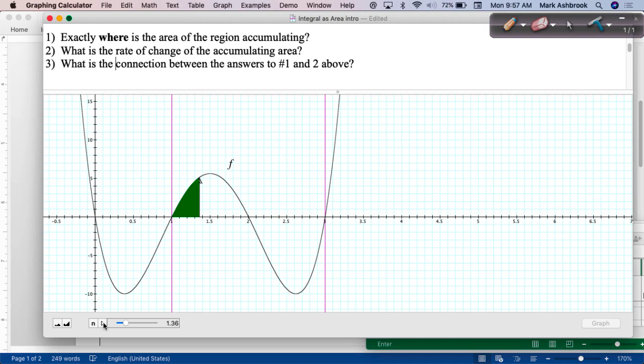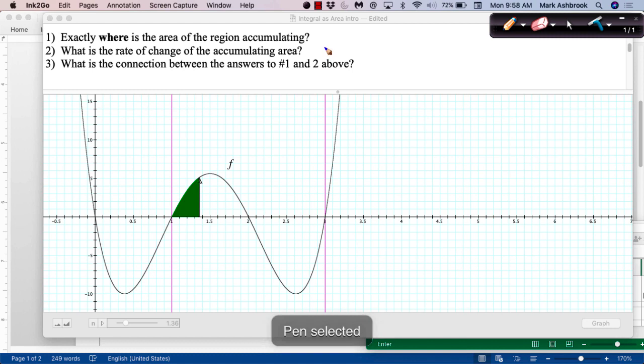Okay, and what is the rate of change? f of x. Which means for any small change in x, the change in area will be f of x times that small change in x. We just covered that, right? Okay, so it's accumulating on the right, and the rate of change is f of x. So what's the connection between those two? Just volunteer. Somebody new. What's the connection?